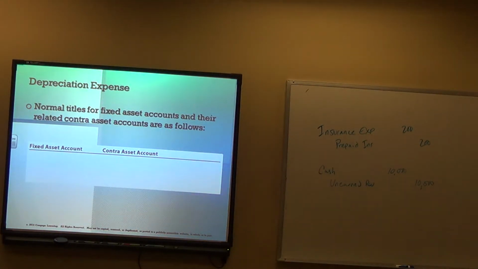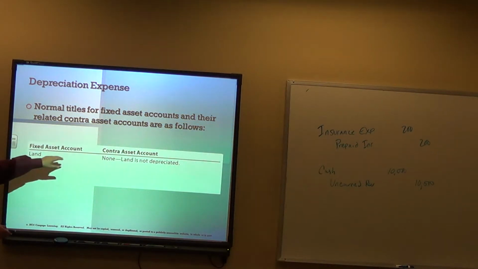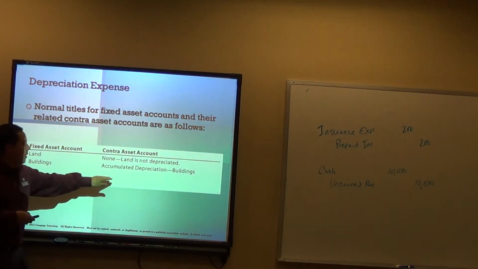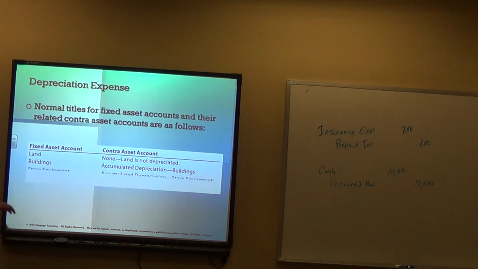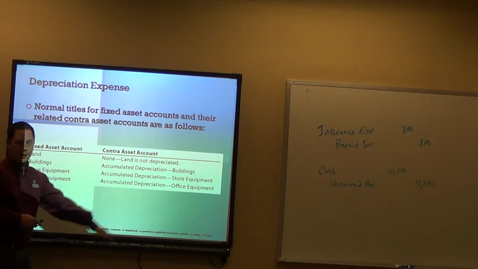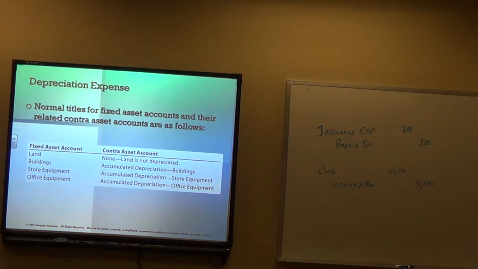All right, so what we have here is fixed asset accounts. I'm going to give you some examples here. Land obviously doesn't have a contra asset because you cannot depreciate it. You have buildings, so you have accumulated depreciation of buildings. And then this one will say store equipment, accumulated depreciation, store equipment. So you specify what it is, so that way we can tie what asset that contra asset account goes to. And then lastly, office equipment, same thing, depreciation of office equipment, so we know where we're pulling that from.